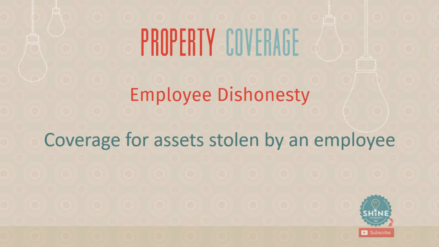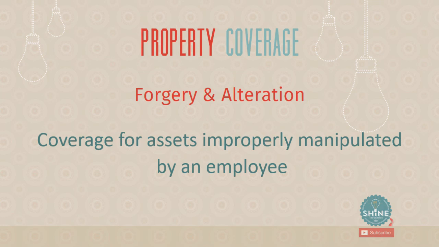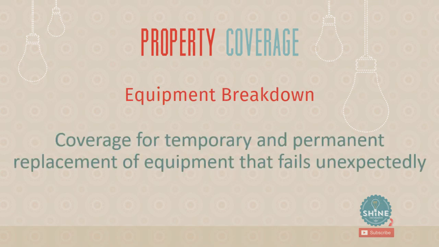Employee dishonesty is coverage for assets stolen by an employee. That happens more than we want to think about, but it certainly happens. And forgery and alteration, very much similar to the previous one, is coverage for assets improperly manipulated by an employee. Finally, on property coverage, we have equipment breakdown.